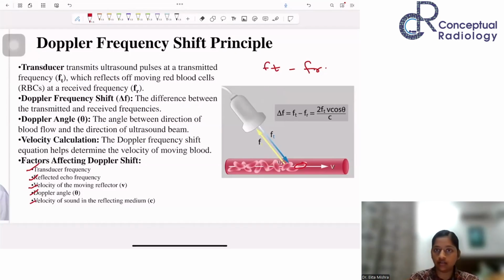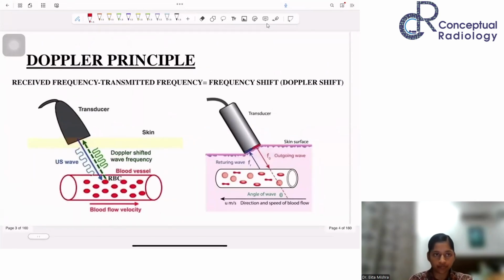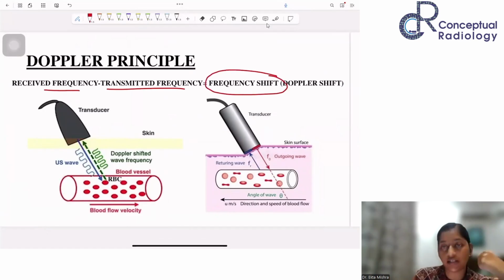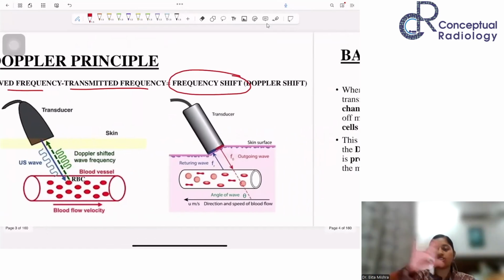Is it clear? So what is the principle? What is the principle of Doppler? The received frequency subtracted by the transmitted frequency will give us the frequency shift or the Doppler shift, right? And everything is now going to rotate around this frequency shift.